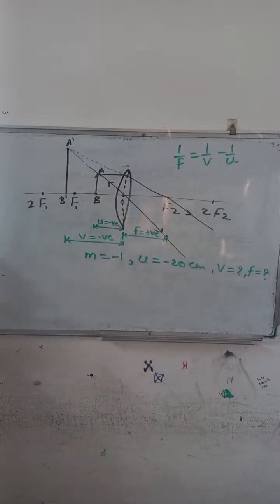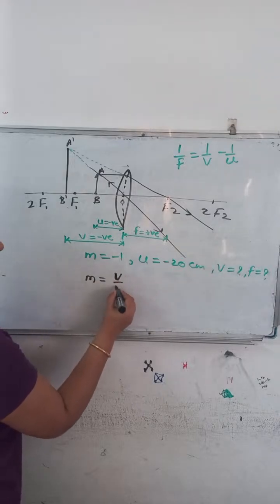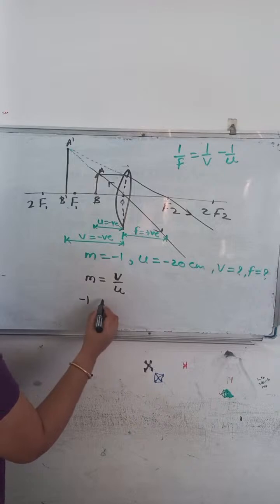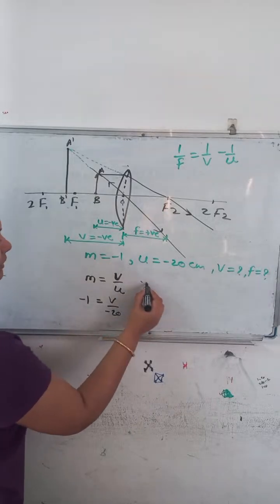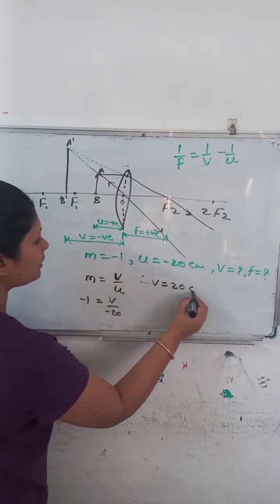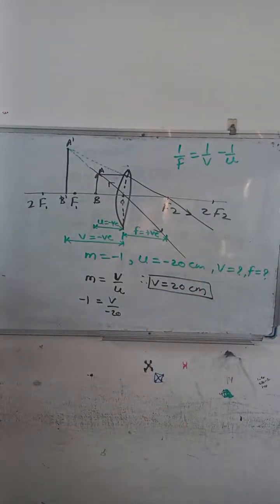We know that magnification m is nothing but v by u. Here magnification is -1 and u is given as -20. So I will get v equal to 20 centimeters. This is the v I got, the first point. And second, they are asking the focal length. How can we calculate the focal length here?